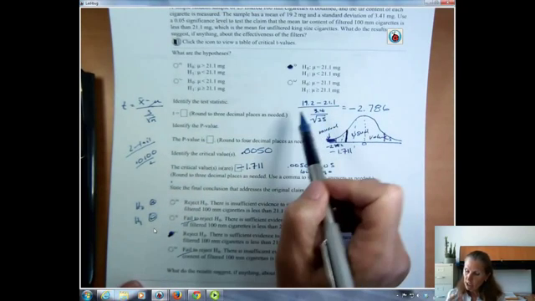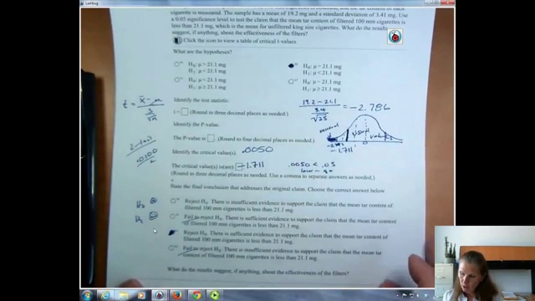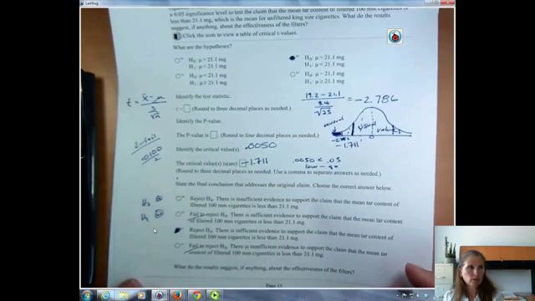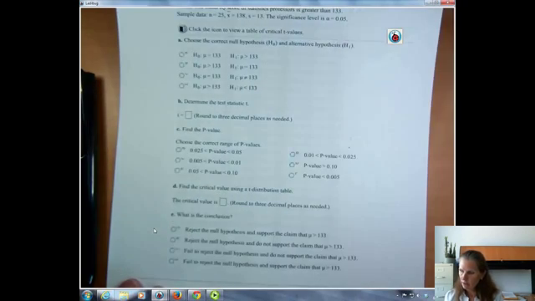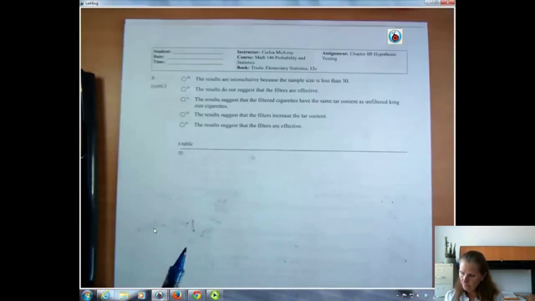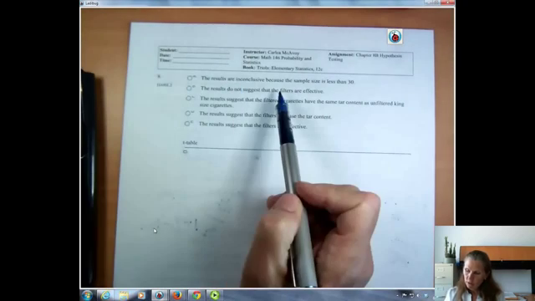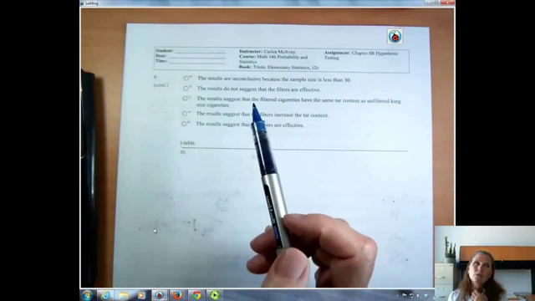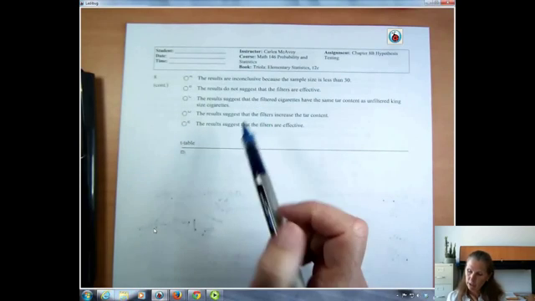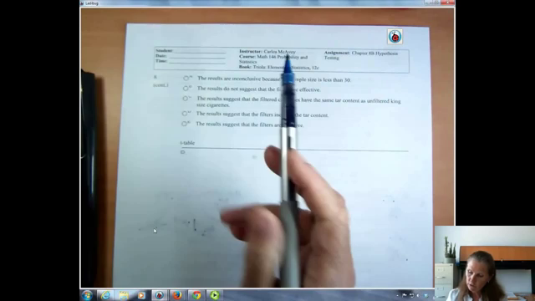So it sounds like those filters are doing a pretty good job, right? Because we wanted it to be lower for taking tar out of there, right? That's what I think. Let's see what the choices are here. Yep, the results are inconclusive. Not really. They told us, hey, we're doing a pretty good job. Our average was low, and that low average seemed like a good thing. The results suggest that the filters are effective.